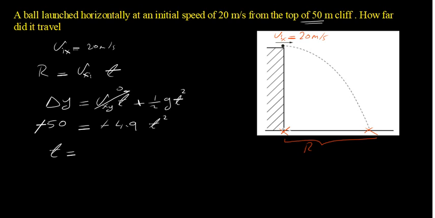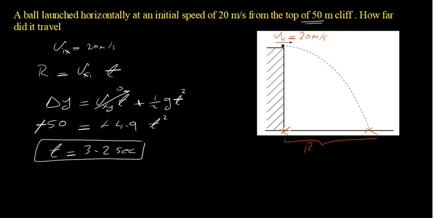divided by 4.9, under a square root. That will give me about 3.2 seconds. That's the time in air.